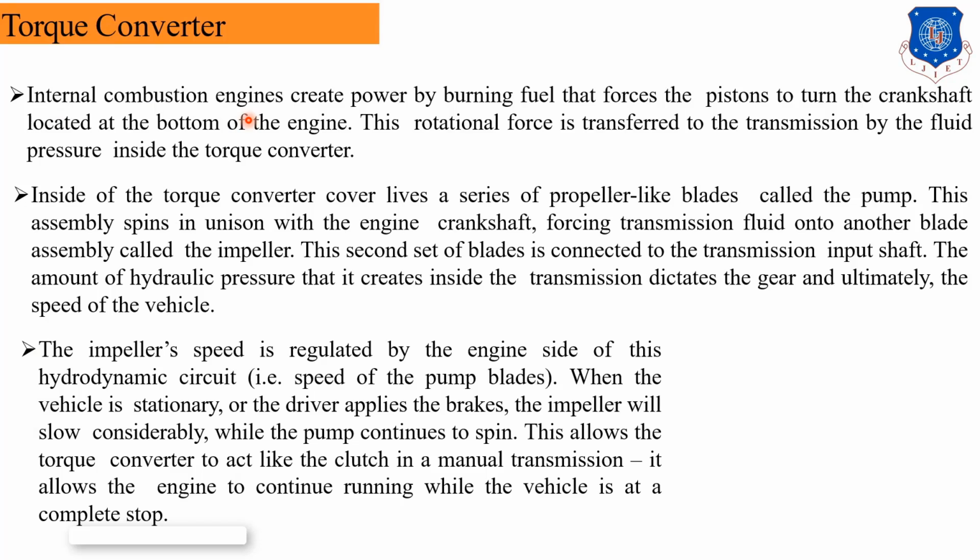The internal combustion engine creates power by burning fuel that forces the piston to turn a crankshaft located at the bottom of the engine. This rotational force is transferred to the transmission by the fluid pressure inside the torque converter. That means, in the working of the IC engine, we already know that the fuel is combusted inside the cylinder, and the huge pressure from burning the fuel is applied on the piston to turn the crankshaft located below the engine. This rotational force is transferred to the transmission by fluid pressure inside the torque converter.